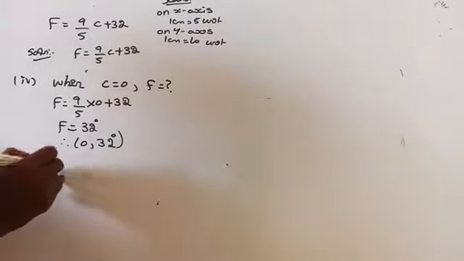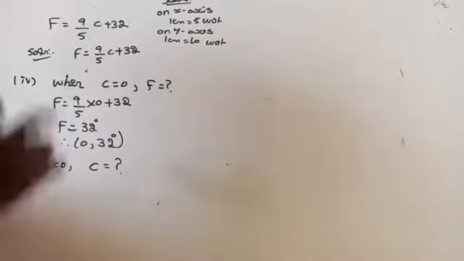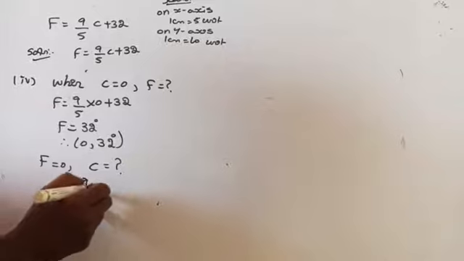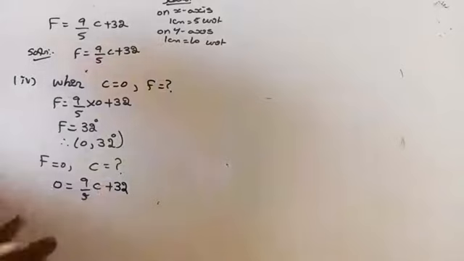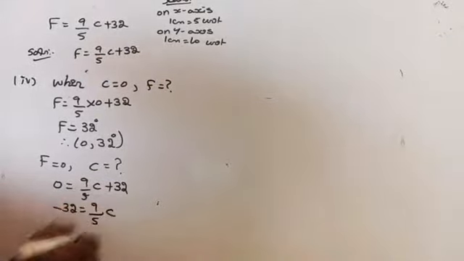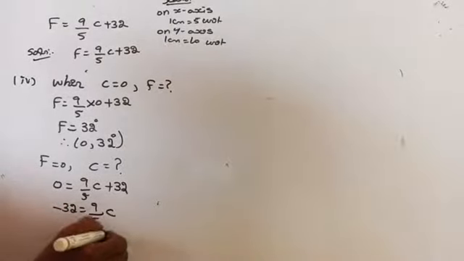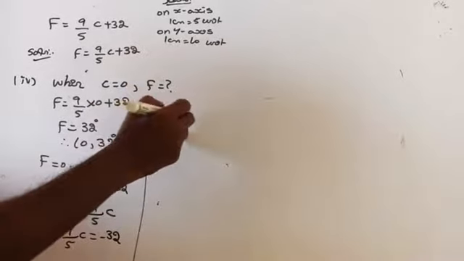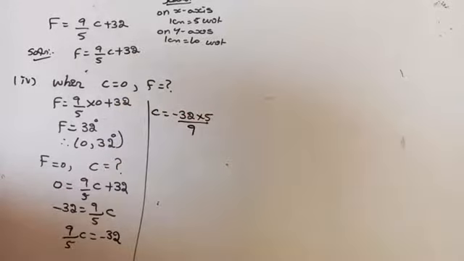And then the same question again: when F equal to 0, what is the value of C here? So how will you find that? Put F equal to 0 in the equation. 0 is equal to 9 by 5 C plus 32. Transpose this 32 from the right hand side to the left hand side. Then it will be minus 32, that is equal to 9 by 5 C. Right? Then C equal to minus 32 into 5 by 9.